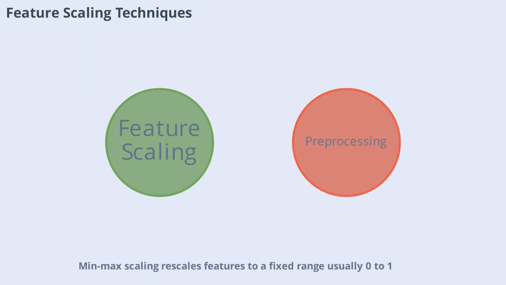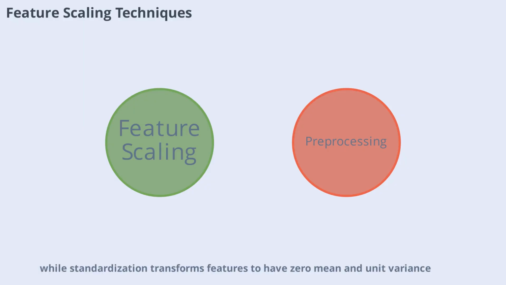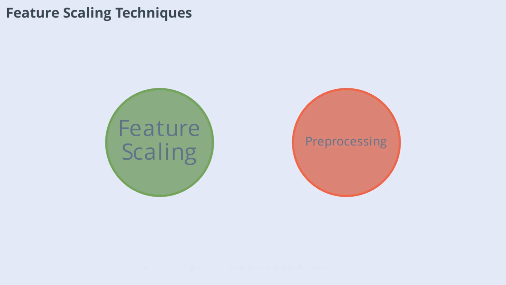Common feature scaling techniques include min-max scaling and standardization. Min-max scaling rescales features to a fixed range, usually 0 to 1, while standardization transforms features to have 0 mean and unit variance. Choosing the right scaling method depends on the model and the data distribution.